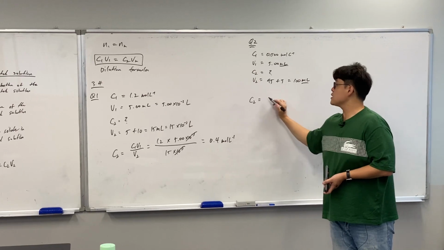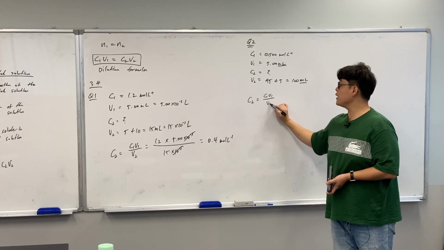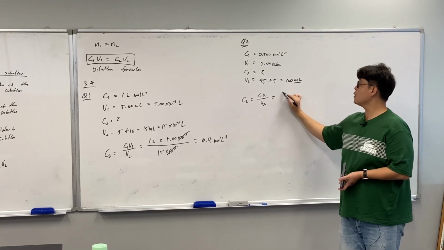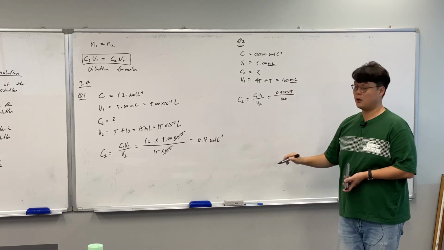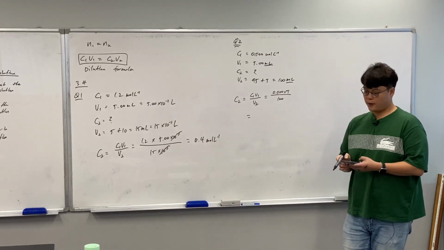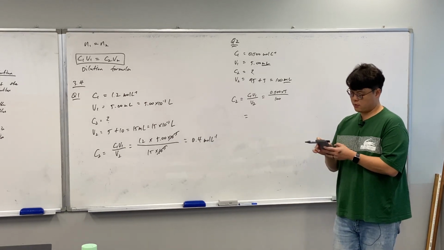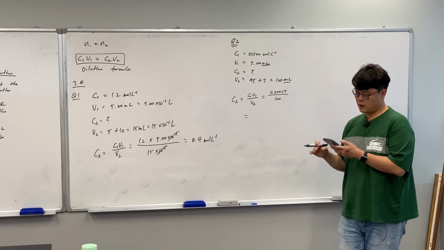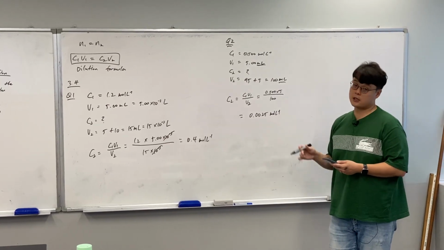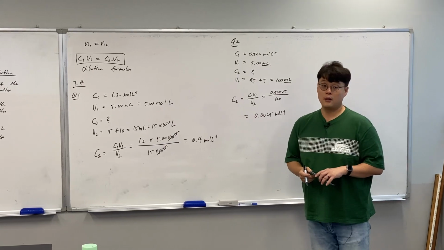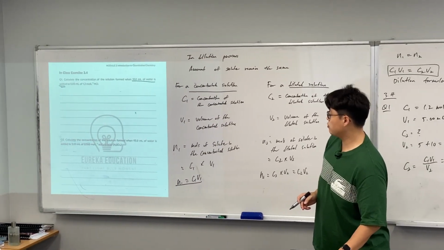Then C2 is the same as C1V1 divided by V2. That is 0.500 times 5 divided by 100. Giving you what? 0.25 divided by 100, you get an even smaller value, 0.0025 mole per liter. Yes, that. Okay, so that's not so bad.